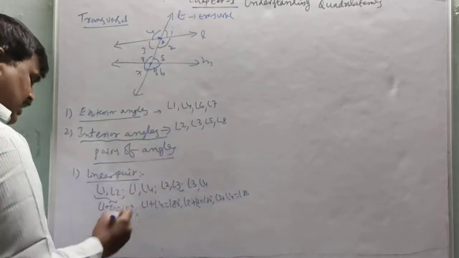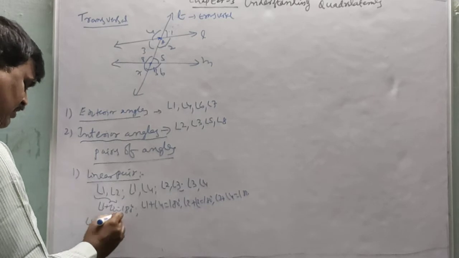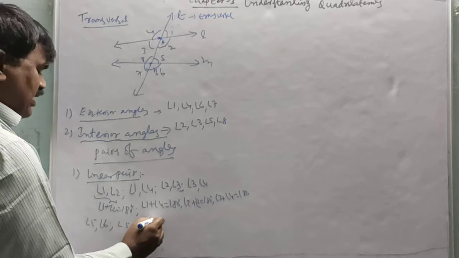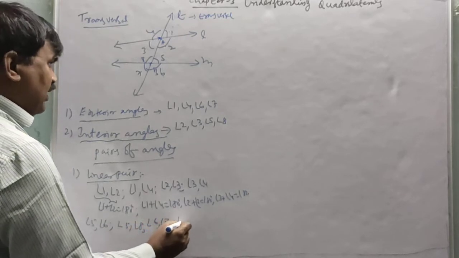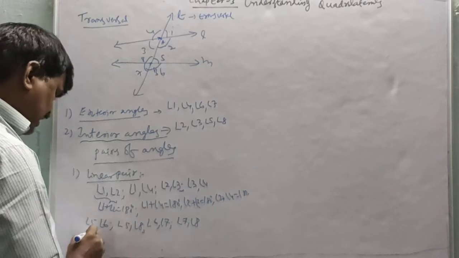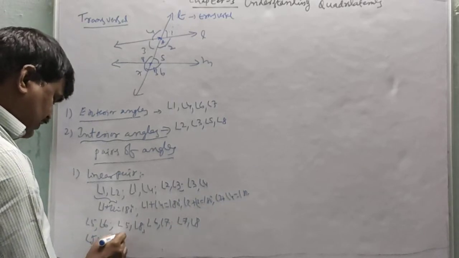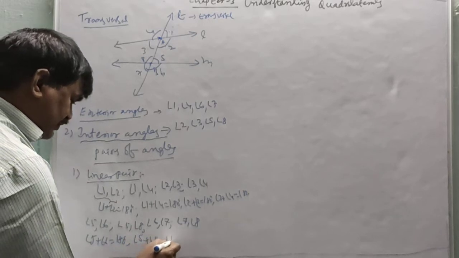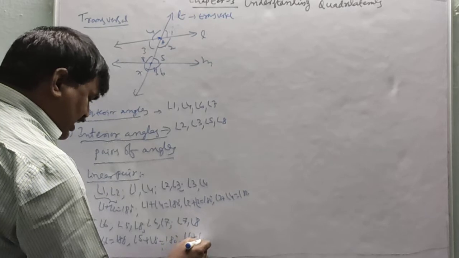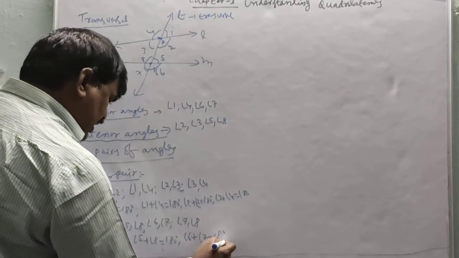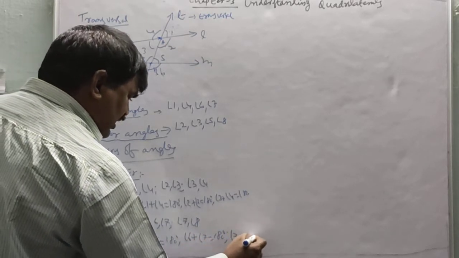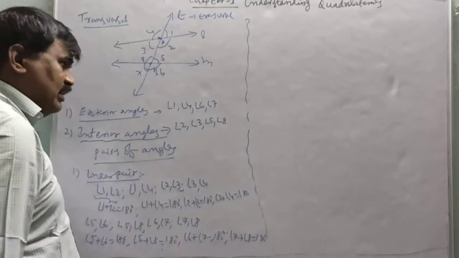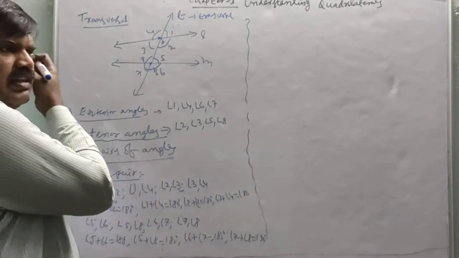Now what are the other linear pairs? Angle 5, angle 6. This is one linear pair. Angle 5, angle 8, another linear pair. Angle 6, angle 7, another linear pair. Angle 7, angle 8. Again, their sum is 180. Angle 5 plus angle 6, 180. Angle 5 plus angle 8, 180. Angle 6 plus angle 7 is 180. Angle 7 plus angle 8 is 180. So, I am now discussing different pairs of angles we can find in this.